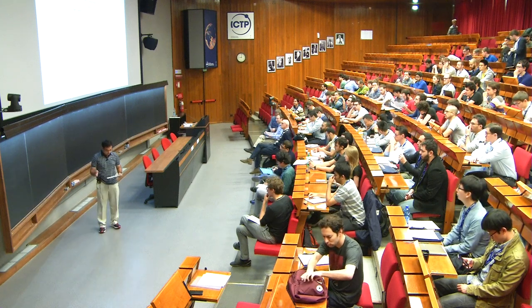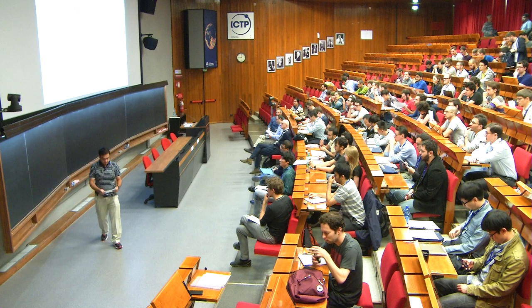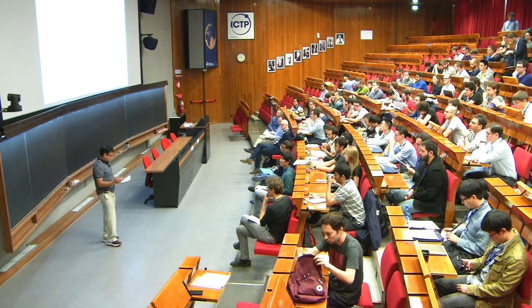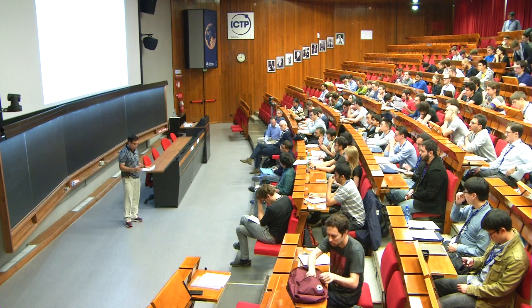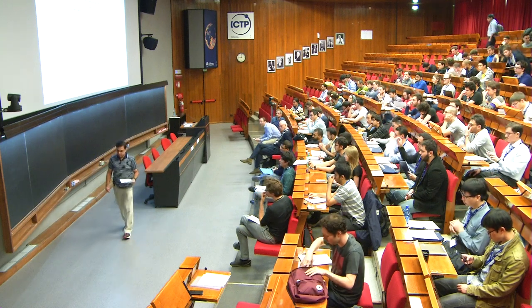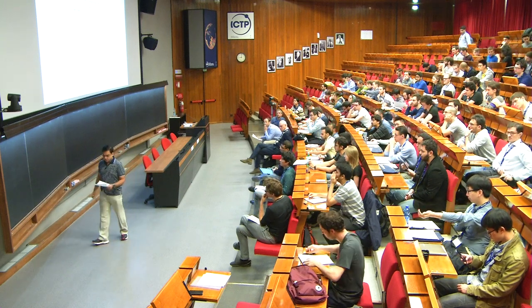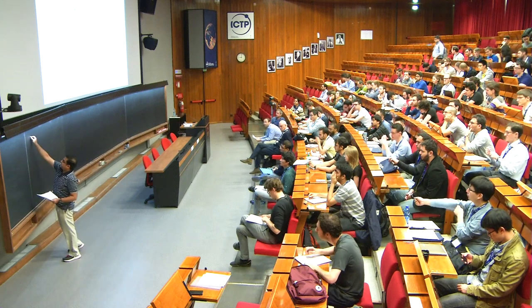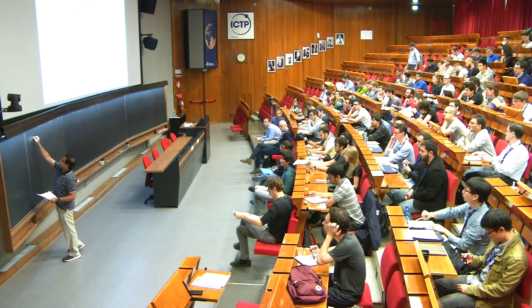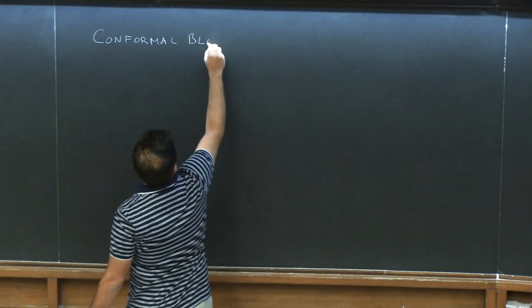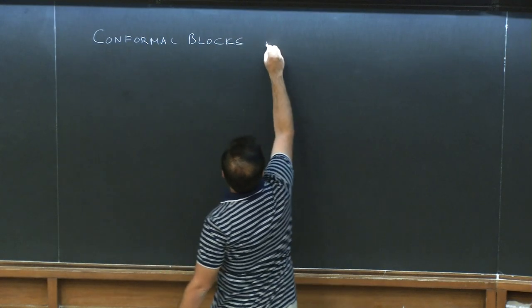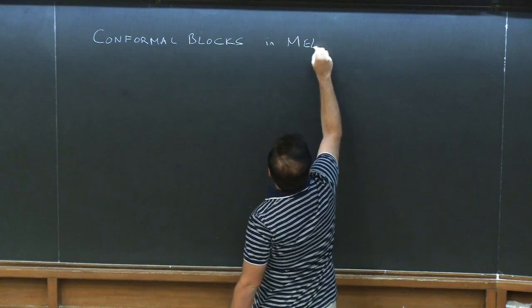So the key ingredient is Mellin space, and in some sense, Mellin space is natural also in the usual way that you think about conformal blocks. So let me just review that quickly. So this is conformal blocks and the Mack polynomials. So conformal blocks in Mellin space, if you want.